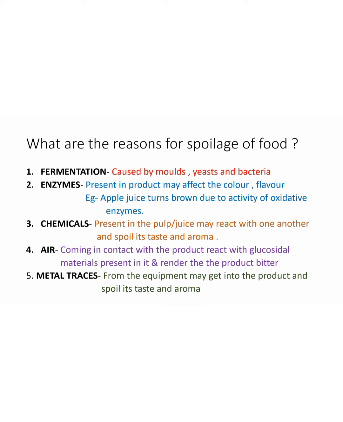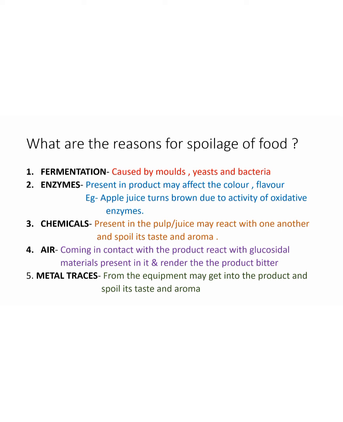Enzymes. See, for example, if you cut an apple and put it openly for quite a few hours, it will turn brown, right? That is due to enzymatic browning. Chemicals, air, metal traces. So these are certain reasons for spoilage of the food. And certainly there are certain preservation techniques also.